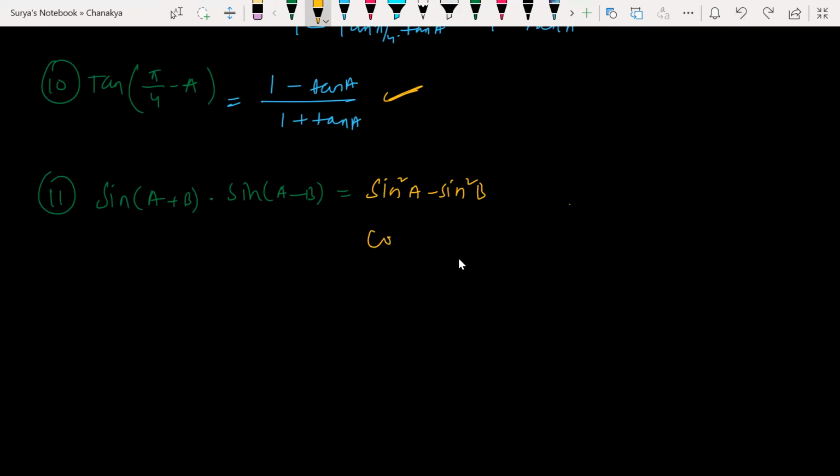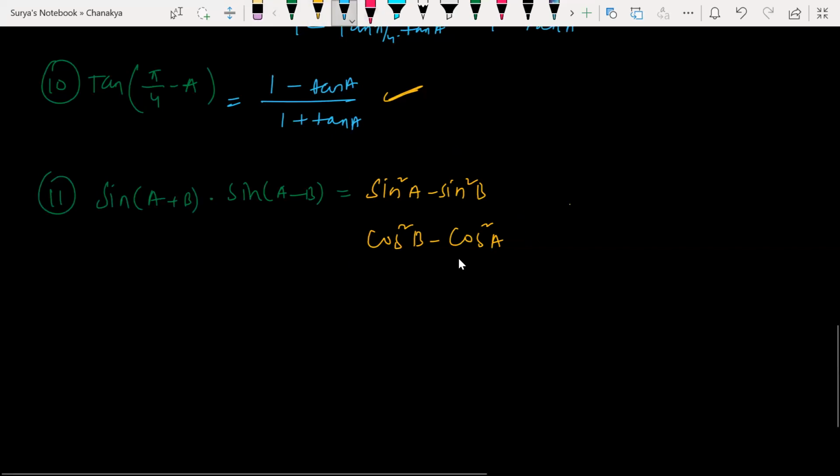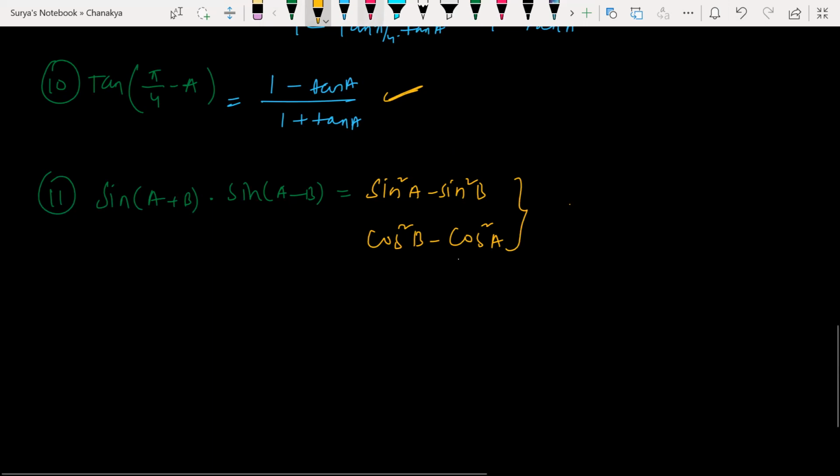This is one formula, and one more formula is cos square B minus cos square A. Both are the same only. Sir, why do we have two formulas here? It depends on the situation, beta. You can use either this formula or this formula. Anything is fine. But if the situation demands the cos function, I'll use the cos formula. If the situation demands the sine function, I'll use sine, that's it. It depends on the demand of the question.